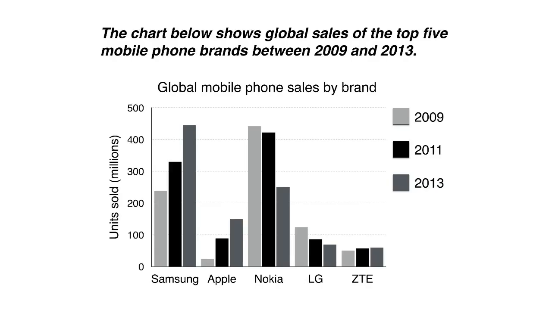Now it's time to move on to our full bar chart question for today. Here's the question that we're going to use. The chart below shows global sales of the top 5 mobile phone brands between 2009 and 2013. Global mobile phone sales by brand. You can see on the left units sold in millions. That just means the number of phones sold. So the top number on the chart is 500 million mobile phones.